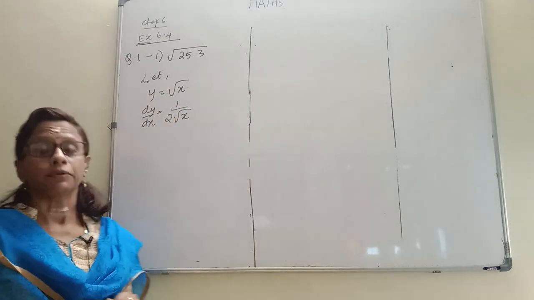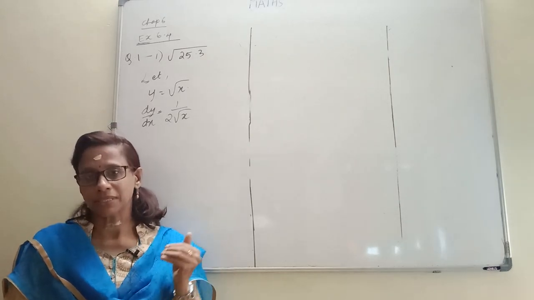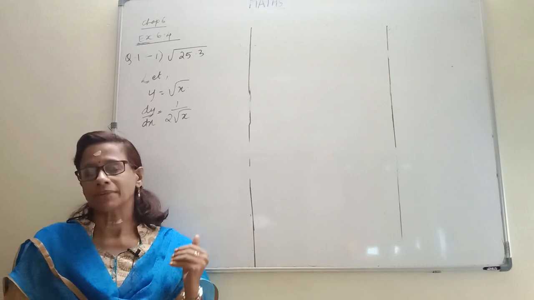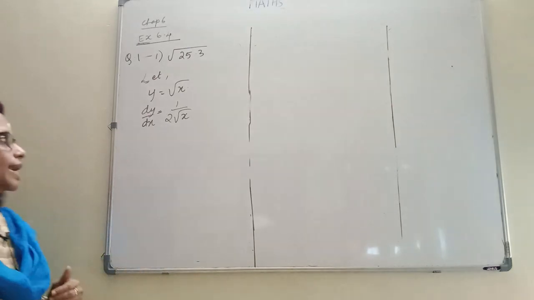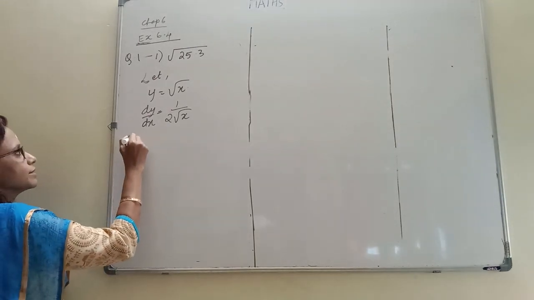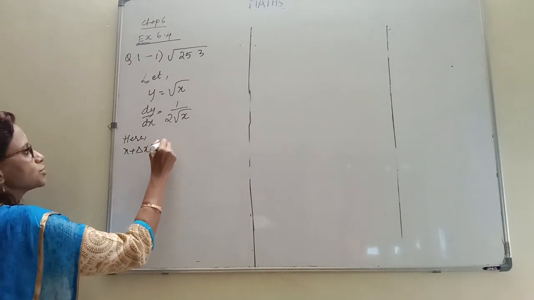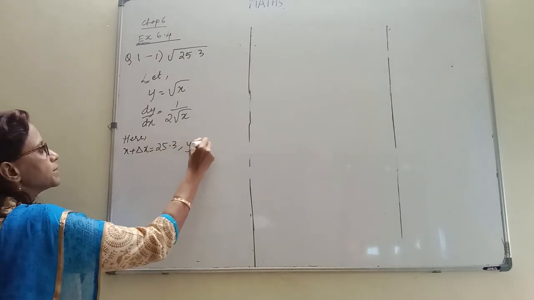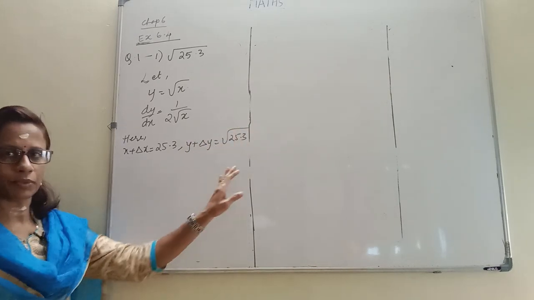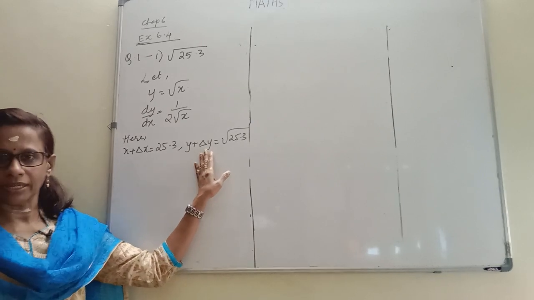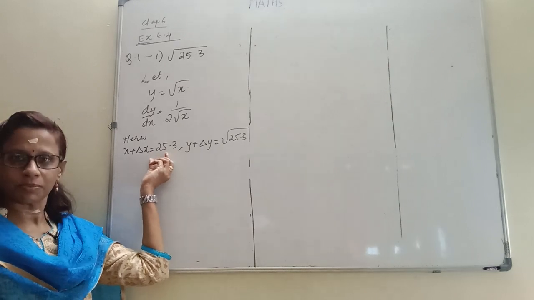That's over. Now, the next landmark step is to decide x plus delta x and y plus delta y. That's again very easy. Here, x plus delta x is the function which is inside the radical sign, that's 25.3. And y plus delta y is the overall function, root of 25.3, whatever is your given question. Apart from that sign, whatever comes is your x plus delta x.